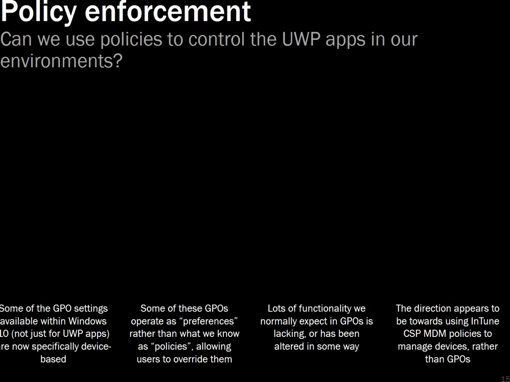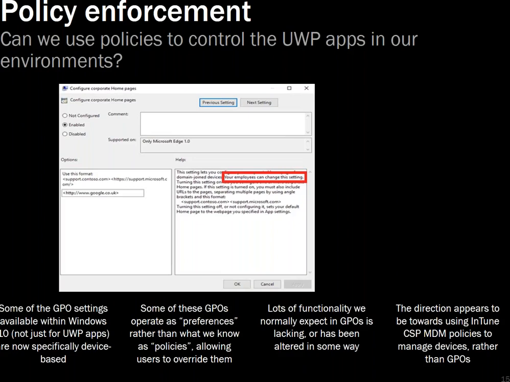And you may be thinking, can we use policies to control the Universal Windows Platform apps? There are more GPOs now available, especially with the Creators Update, for Universal Windows Platform apps, and especially things like Edge. A lot of them, however, are now specifically device-based, which I found really strange. If we look at this one here, this is an example of configuring a corporate homepage for Edge. Some of these GPOs actually say in the description, your employees can change this setting. So the GPO, which is supposed to be a policy, is operating more or less as a preference instead, which again I find a little bit odd.